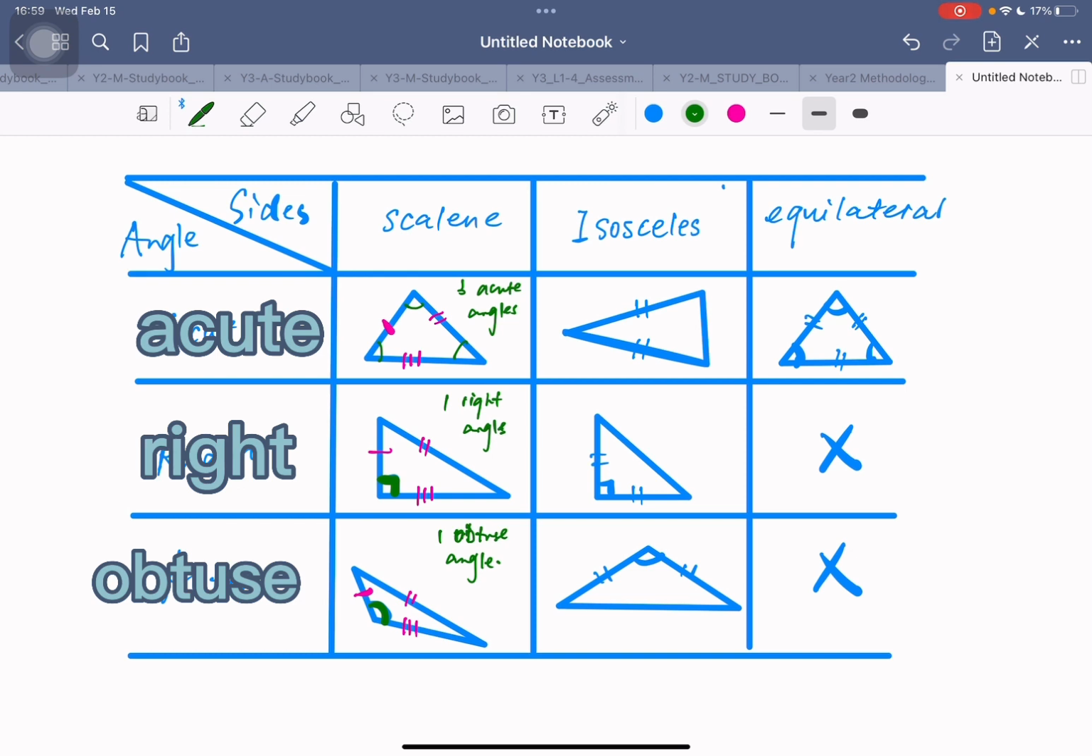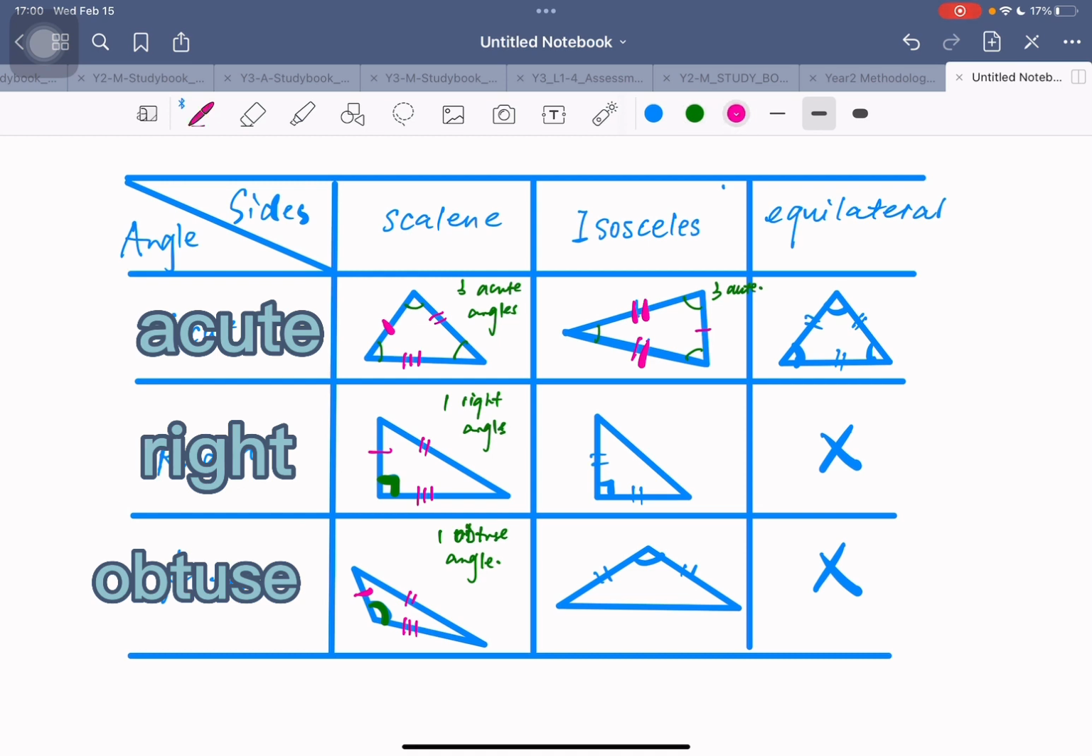Okay, then let's move on to the next triangle. Next column. In the next column, we have isosceles triangles, and at the same time, we classify them by different angles. So the first triangle you can have is the isosceles acute angle triangle, which has 2 equal sides and 1 different side, but all of its angles are acute angles. So we have 3 acute angles.